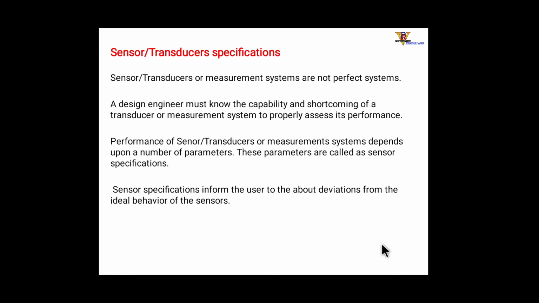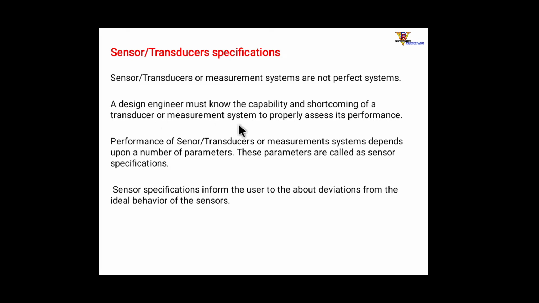So sensor and transducers or measurement systems are not perfect systems. We can't say that a sensor or any measurement system is perfect. There may be some error that occurs. So a design engineer must know the capability and shortcoming of a transducer or measurement system.